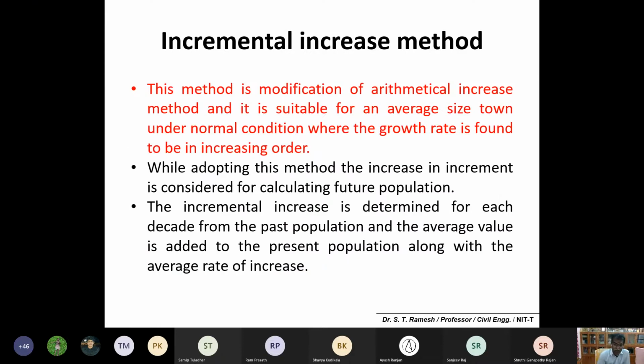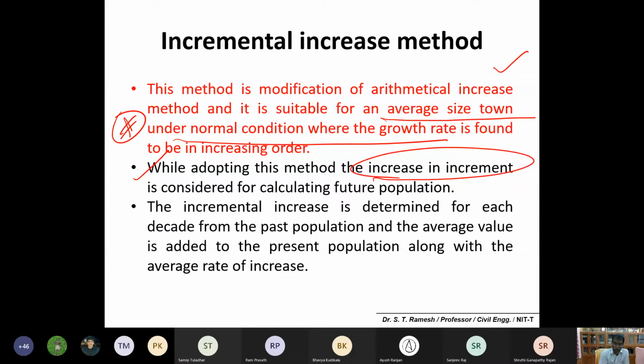Okay. The third method is the incremental increase method. This also we discussed in the last class. It is again a modification of the first method, the arithmetic increase method, and it is suitable for an average size town under normal conditions, where the growth rate is found to be in increasing order, where the growth rate is always in an increasing trend. While adopting this method, the increase in population, the increase in increment, so please make a note of this. The first method is the increase in population, but here it is the increase in increment. The increase in increment is considered for calculating the future value.